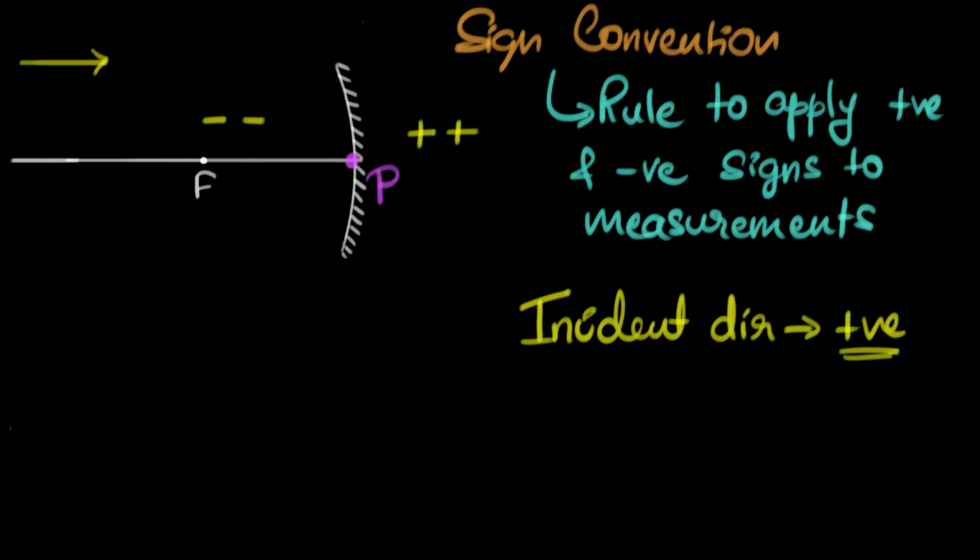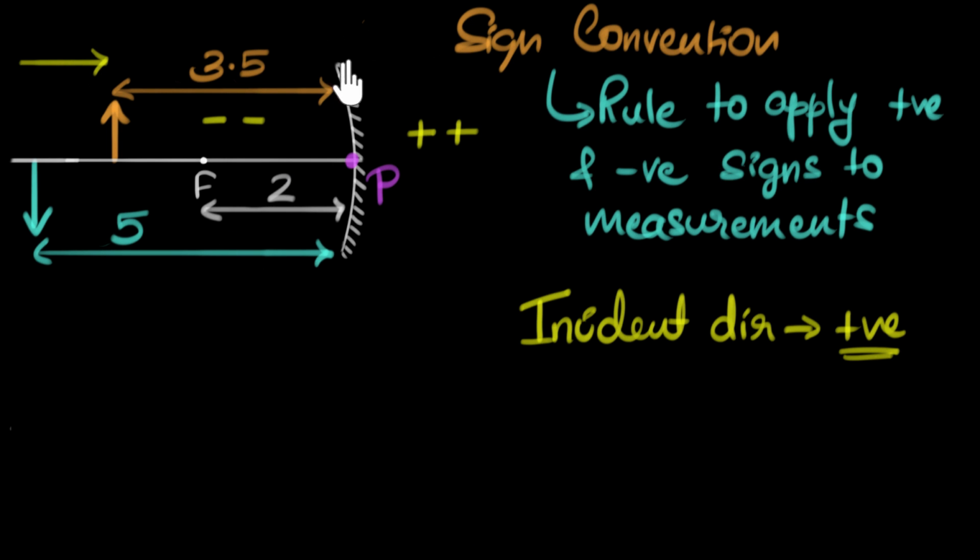So to take an example, imagine we are given the focal length of this mirror as 2 centimeters. Everything is in centimeters, let's say. There's an object kept at 3.5 centimeters from the pole. And let's say once we draw ray diagrams, we figure out that the image is formed at 5 centimeters from the pole. These numbers may not be accurate, but just take it as an example. Now, let's assign signs to them. Let's start with the object distance. Notice that the object is lying on the negative side. Therefore, this object distance would be negative.